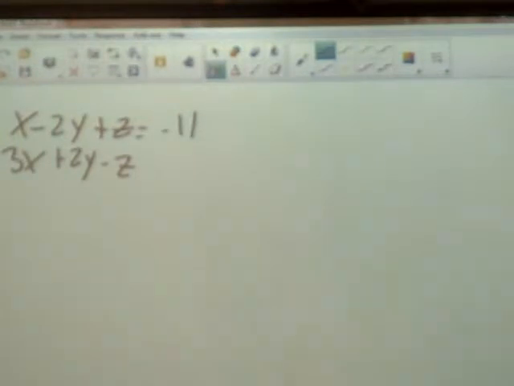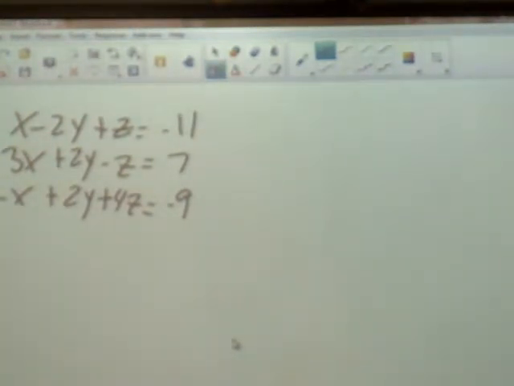Alright, let's try here. X minus 2y plus z is equal to negative 11. And then I've got 3x plus 2y minus z is equal to 7. And then I've got negative x plus 2y plus 4z is equal to negative 9. Now if you look at that and let that soak in, this is going to be a breeze compared to that one that we just finished.